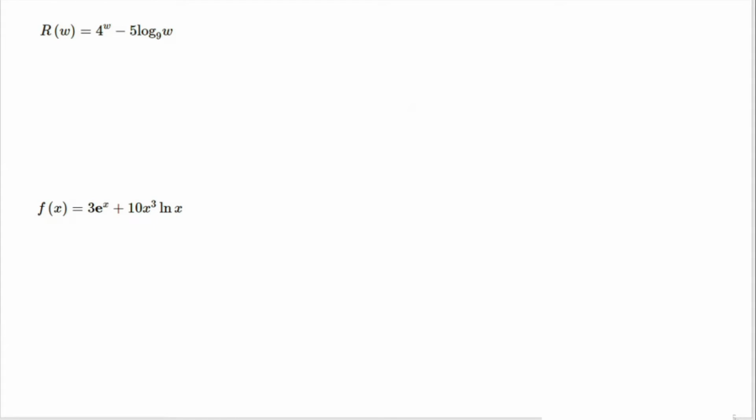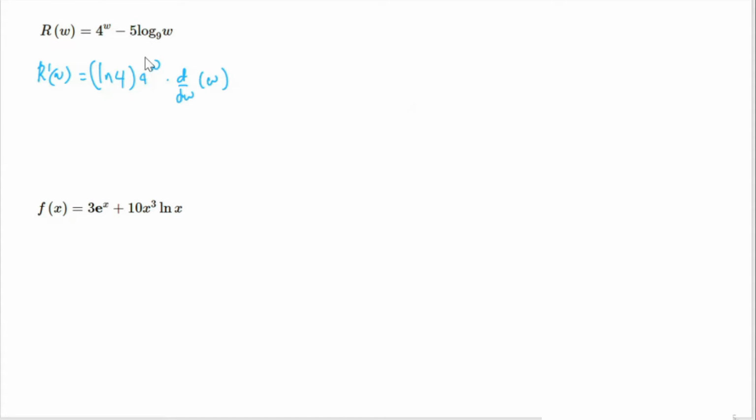Go for the next example, we have r of w is equal to 4 raised to w minus 5 logarithm of w to the base of 9. So the first term, the derivative of that will be equal to, using the formula, ln of a. Our a there is 4, so we can write now ln of 4 times the given, 4 raised to w, times the derivative of the exponent, so d over dw of w. Later on, we're going to simplify that.